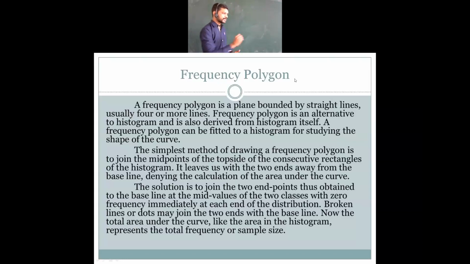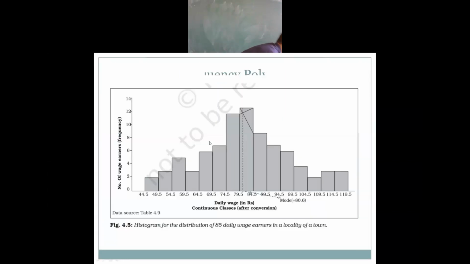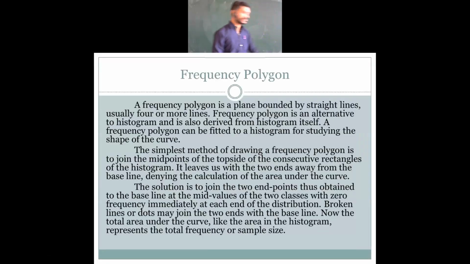Then the simplest method of drawing a frequency polygon is to join the middle points of the top sides of the consecutive rectangles of the histogram. See, as we drew the histogram curve, the same we are going to join. The same diagram will be there, we just join the lines through the middle of it. That's it. So how the curve comes, as you are seeing here in the histogram diagram, is the same, we just join the middle points with straight lines. We will see that in the next slide.